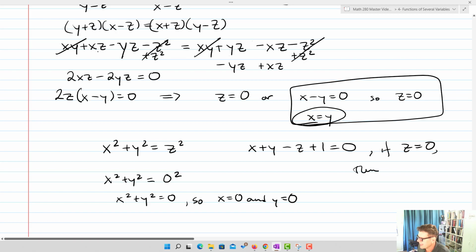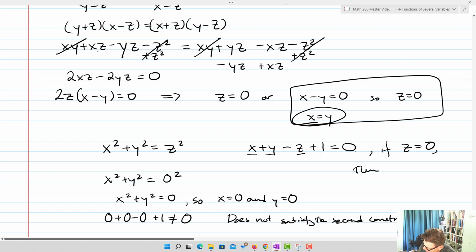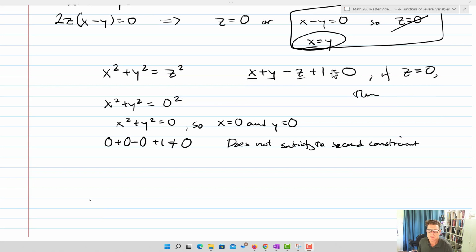The problem is that actually doesn't satisfy the second constraint. If I let x equal 0, y equals 0, and z equals 0, then 1 equals 0. Okay, we can just see that. 0 plus 0 minus 0 plus 1 does not equal 0. So it does not satisfy the second constraint. So what do we have to do? Since using z equals 0 doesn't satisfy the second constraint, we can't actually use z equals 0 as a solution. We've got to get rid of it. So no z equals 0.